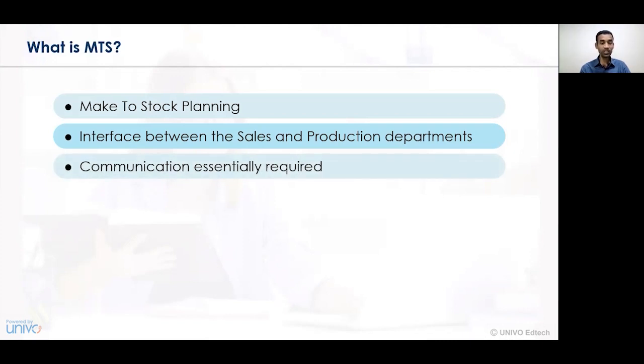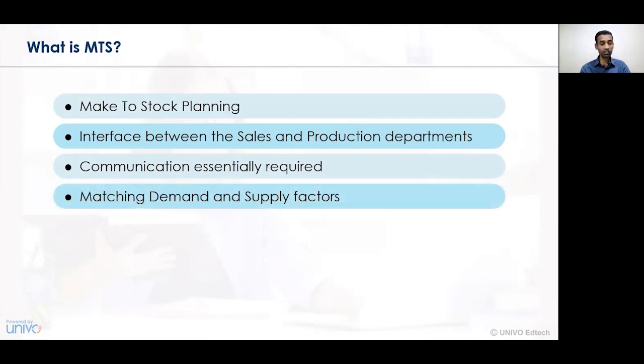As we have seen, the interface between the sales and production department is implemented with respect to make to stock planning, and hence communication is essentially required. Effective communication leads to effective planning and effective implementation. The matching of demand and supply factors is essentially required, and only then can MTS, that is make to stock planning, be implemented in a very effective way.